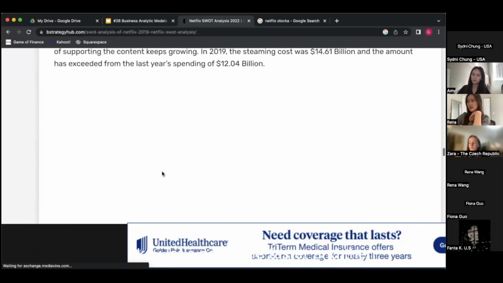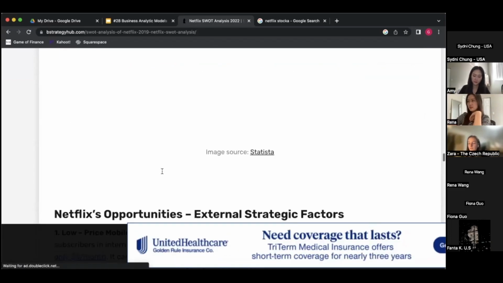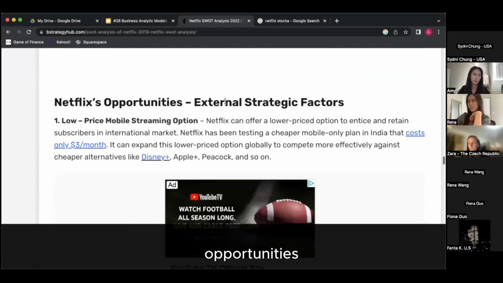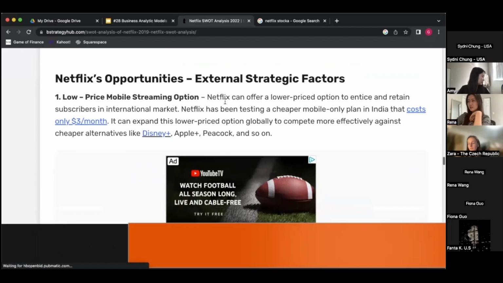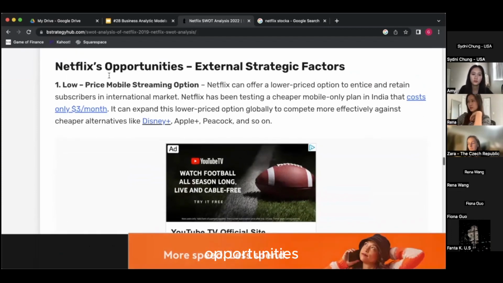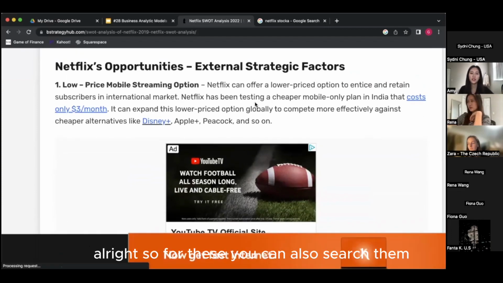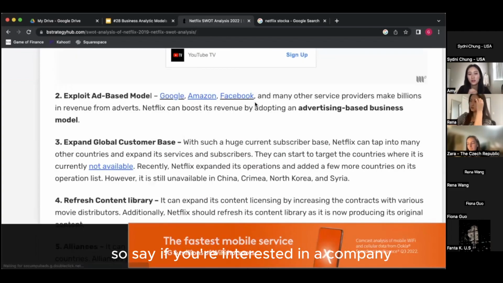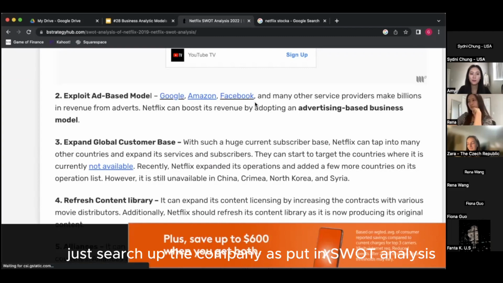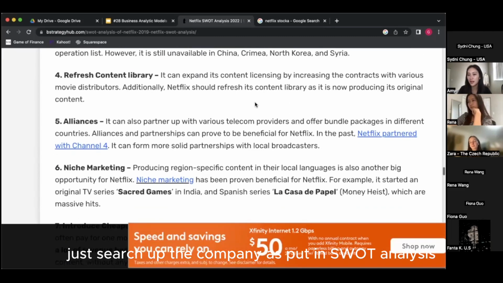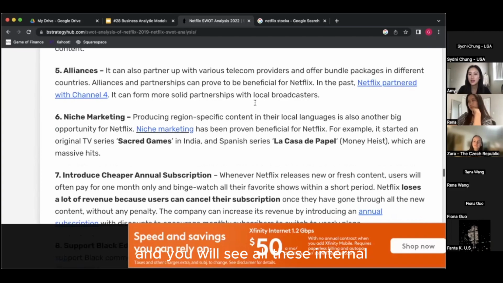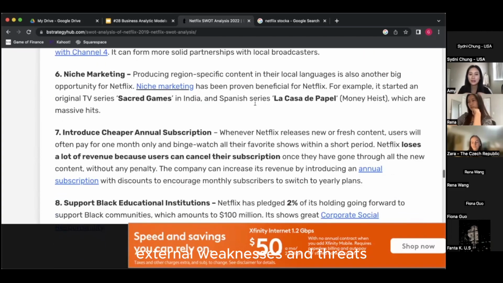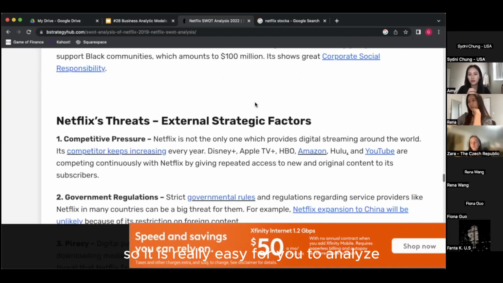Okay, let's go a little faster. And then opportunities. All right, so for these, you can also search them up. You can always search them up. So say if you're interested in a company, just search up the company and put in SWOT analysis, and you will see all these internal strengths and weaknesses, external opportunities and threats. So it is really easy for you to analyze if you want to invest or look into the company.